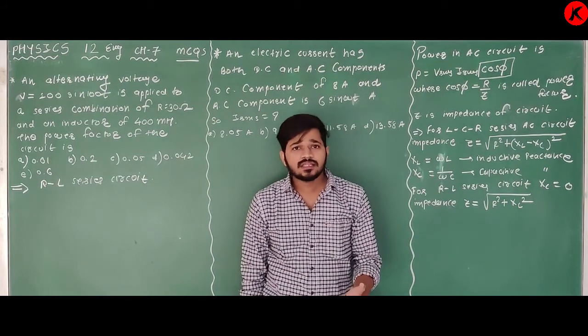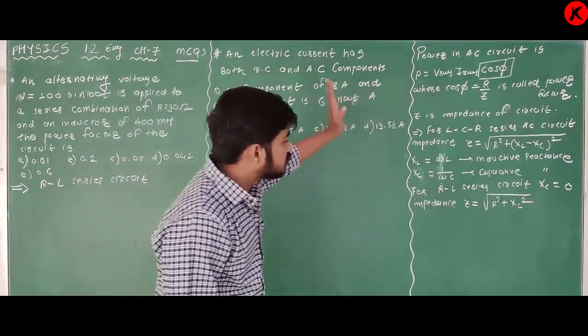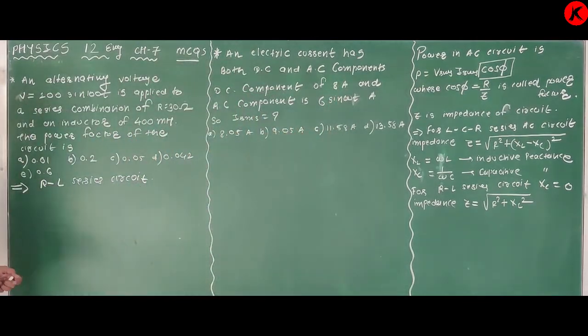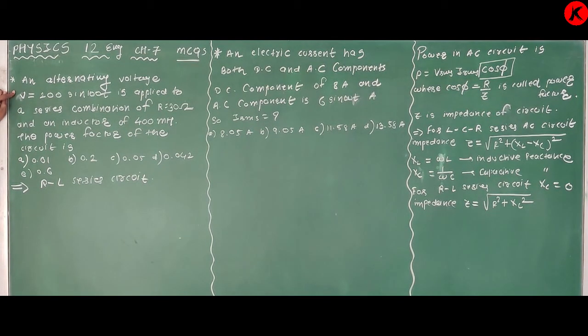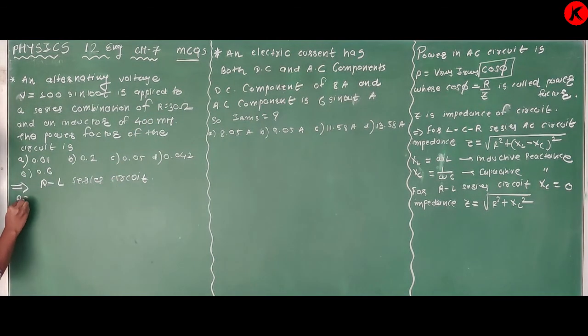So that is the concept and how to solve MCQs. You must know all these things. Here in this question, an alternating voltage V is equal to 200 sin 100t is applied to a series combination of R is given. R is equal to 30 ohm. L is equal to 400 into 10 raised to minus 3 Henry. You have to find the power factor of the circuit.